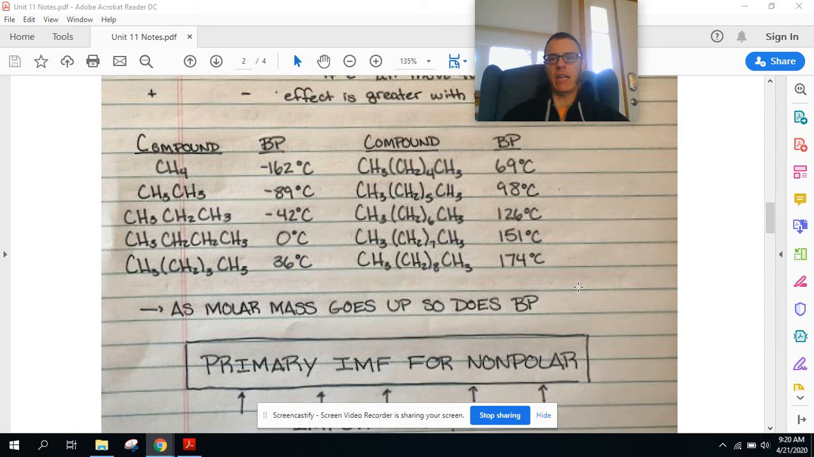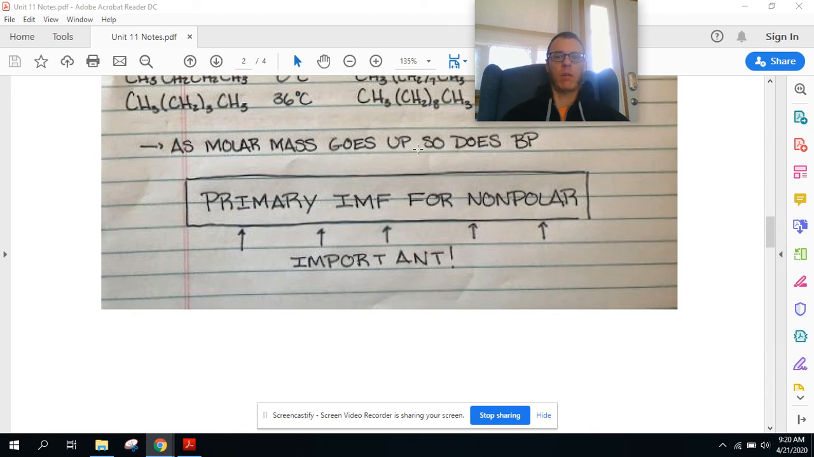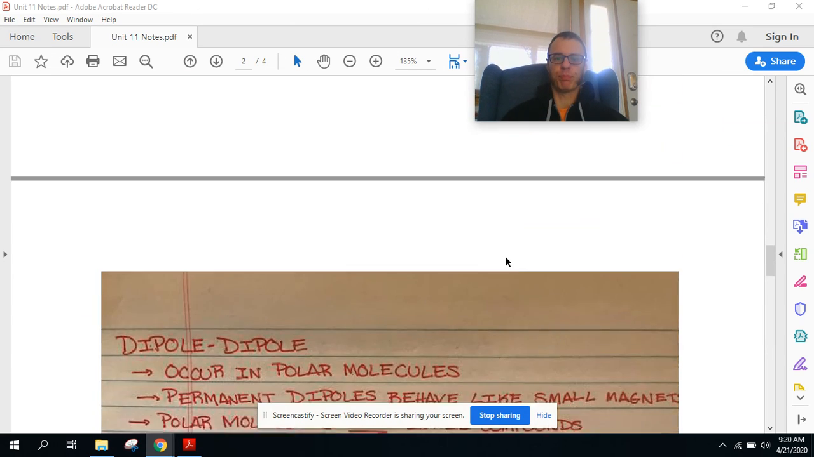Now, it's not linear in nature. So don't think I add one carbon, it goes up by 5 degrees, another carbon, another 5 degrees. Each molecule is going to be individual in nature. As molar mass goes up, so does boiling point. Please remember that. It should be pretty straightforward. It's the primary intermolecular force for non-polar molecules. I think I've made that very clear.